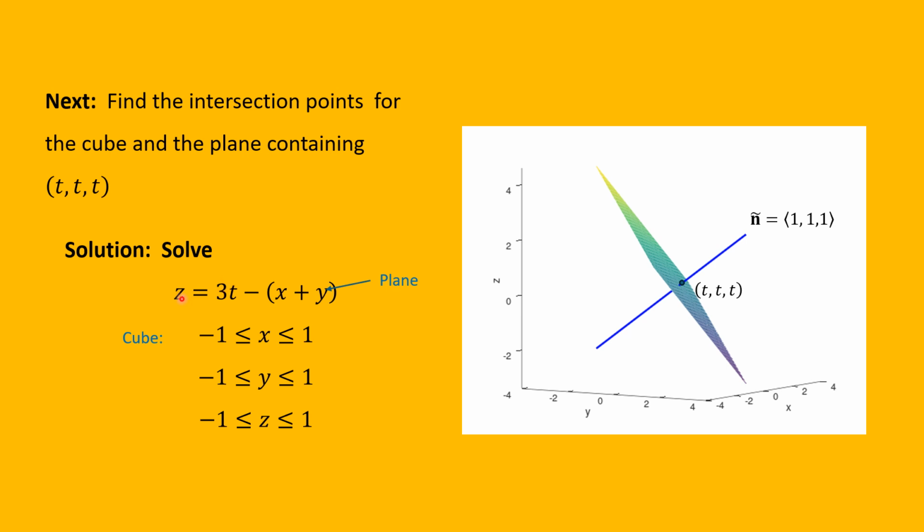We want z for a point on this plane to satisfy z = 3t minus the quantity x plus y. We saw before that that was the general equation of a plane going through the point (t, t, t) and perpendicular to the line L. And because we want the point (x, y, z) of that intersection to be inside the cube, x will have to be between minus 1 and 1, and so will y, and so will z.